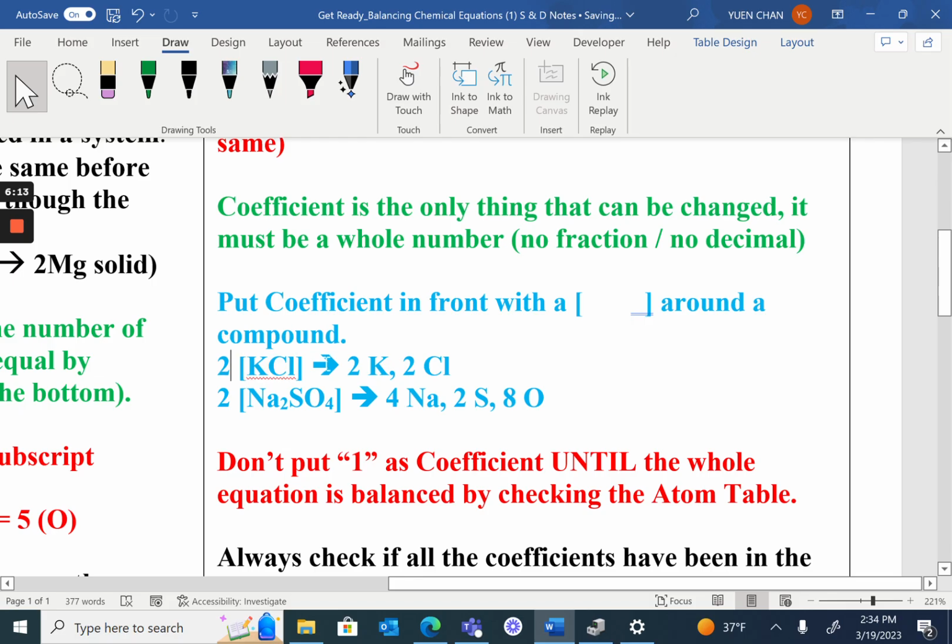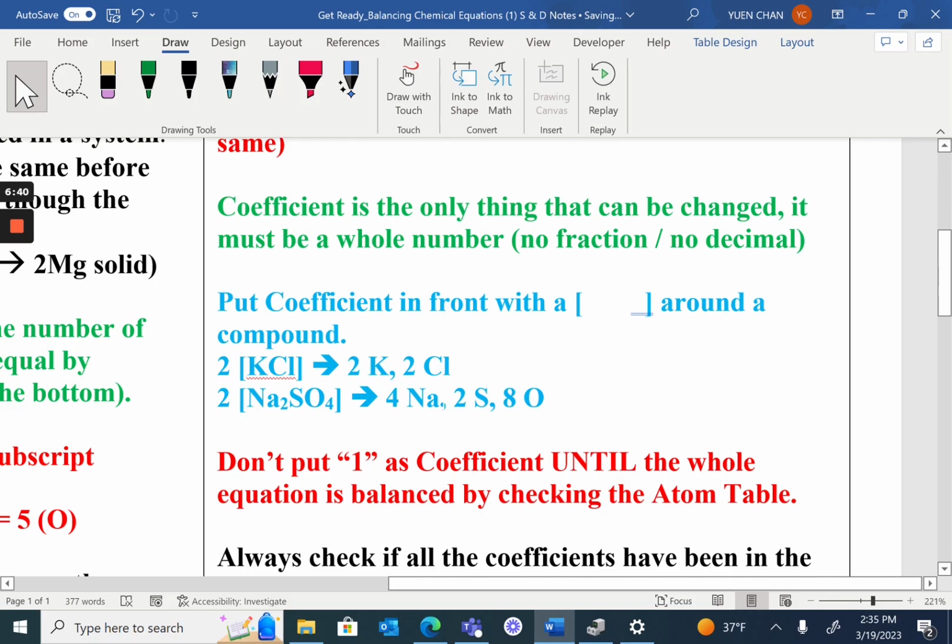If you forgot to put the bracket outside, many people will say that I get 2K but 1Cl, which is a mistake. All right, Na2SO4 is also a compound, so you want to put a bracket outside before you put the 2. So then how many Na will you have? You will get 2 times 2, which is 4Na. 2 times 1, if there's no number on the S, we know that it's 1. So 2 times 1 will be 2S, and then 2 times 4 will be 8O.